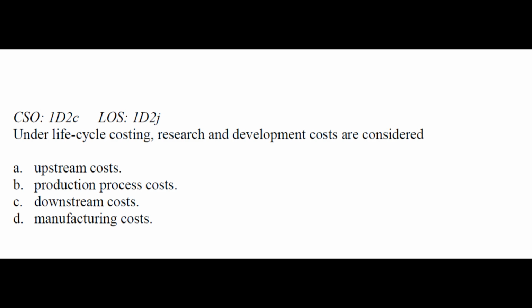C. Downstream costs. Incorrect. Downstream costs occur after production, such as marketing, distribution, and customer service. D. Manufacturing costs. Incorrect. Manufacturing costs relate to direct production activities, not R&D. Correct answer: under life cycle costing, R&D costs are classified as upstream costs because they are incurred in the early stages of product development before production begins. This classification helps managers evaluate total product profitability over its entire life cycle, not just during production.